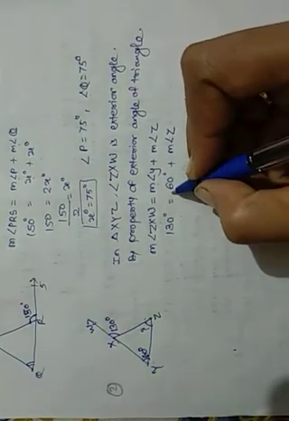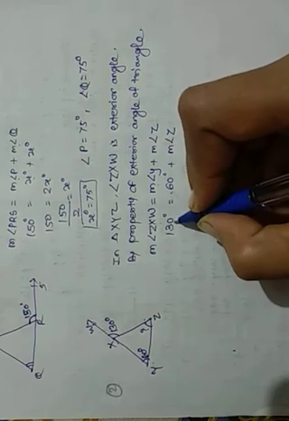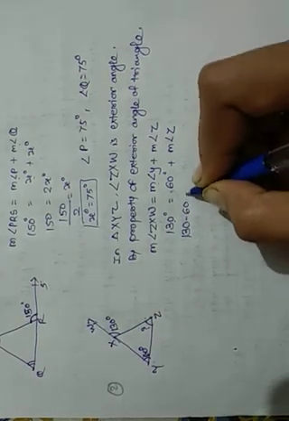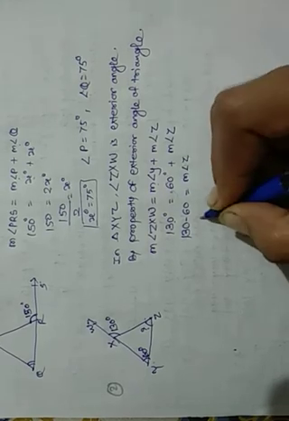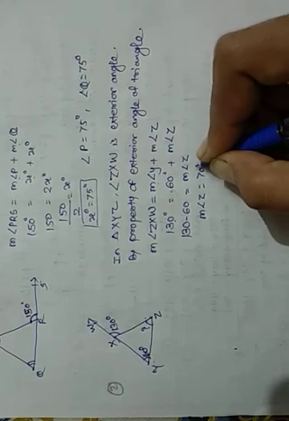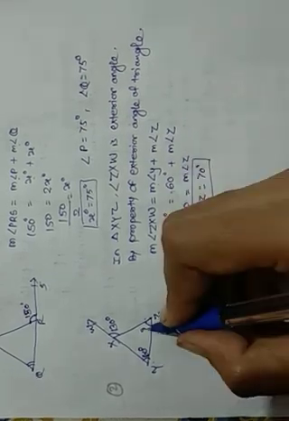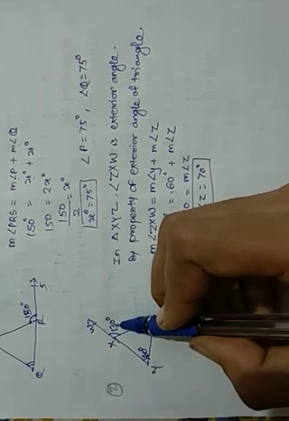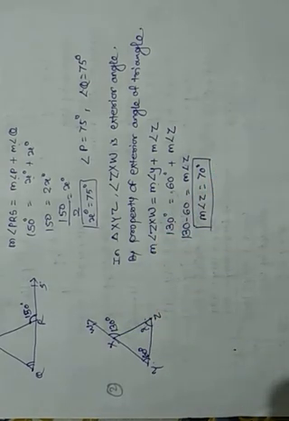So 60 is plus, it comes to the left side of this equation, it becomes minus. So 130 minus 60 is equal to measurement of angle Z. So measurement of angle Z is equal to 70 degrees. So 60 plus 70 is equal to 130 degrees.